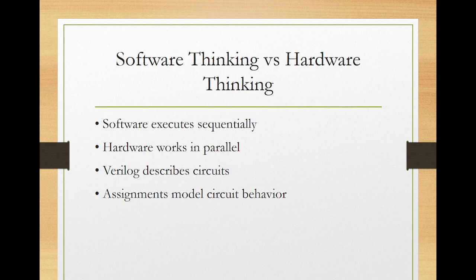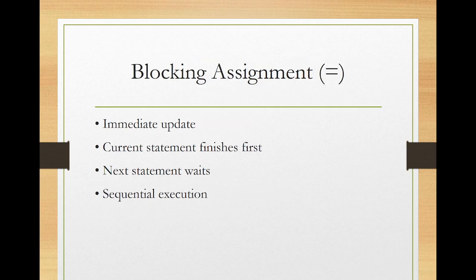When software runs, instructions execute one after another. Line 1, then line 2, then line 3. Very simple, but hardware doesn't wait. Hardware is impatient. Everything happens at the same time. Hardware works in parallel. Registers update together, signals change together, flip-flops react together. This is why Verilog needs special assignment behavior, because it's describing hardware, not writing instructions for a CPU.